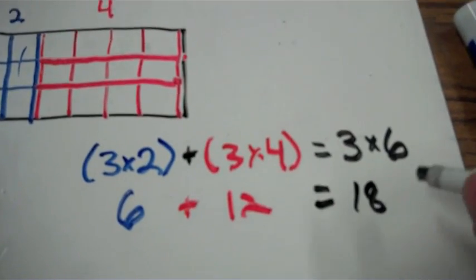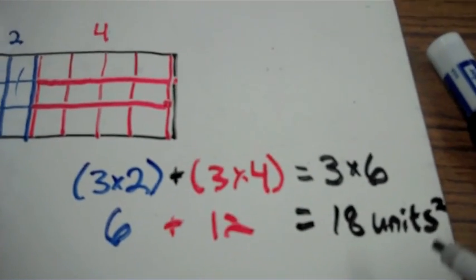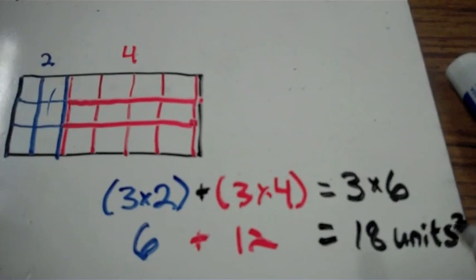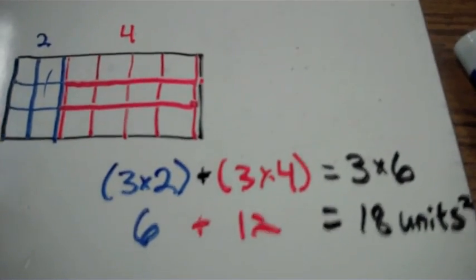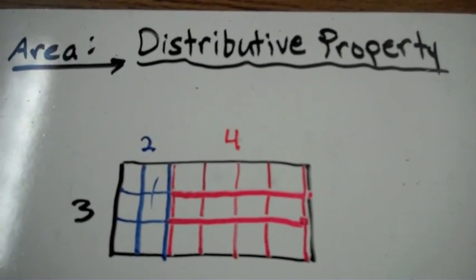We forgot to write our units. Square units. Whenever you're looking for area, you always write square units or whatever unit you're working with. So I hope that helped learning about the distributive property and helping you see what area really means.